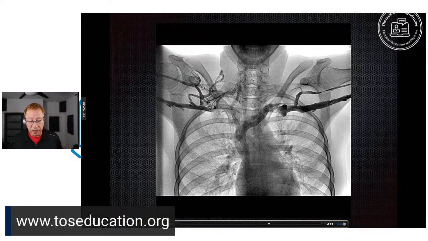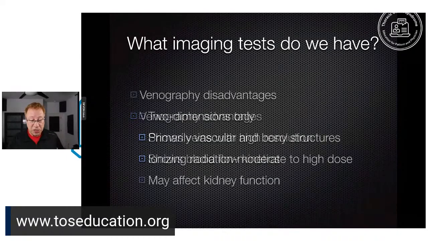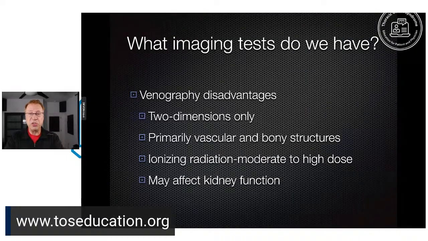Okay, so this is really good for looking at the veins, but you know what? It has the same advantages and disadvantages as arteriogram. It does show the veins with high resolution, and it does show you how fast the blood flows. What are the kinetics? The disadvantages include you only see two dimensions. You can't tell what's in front or back.